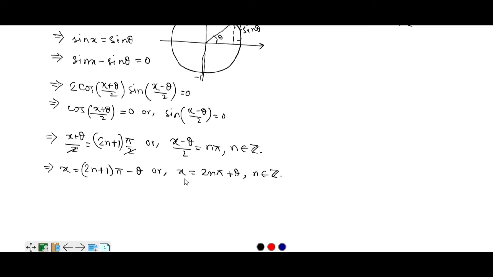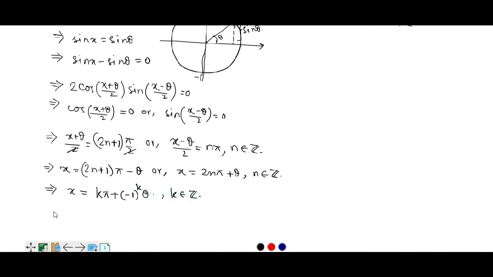Now see, whenever we are taking the odd multiple of pi, there is a minus sign, and when we are taking the even multiple of pi, there is a plus sign. So the way to combine these two solutions is this: we can write it as k pi plus (-1) to the power k into theta, where k is an integer.